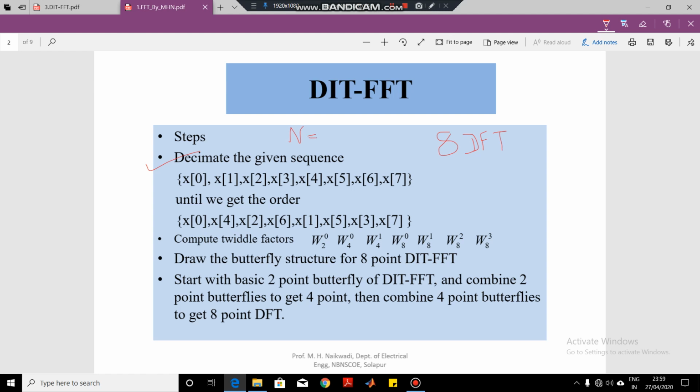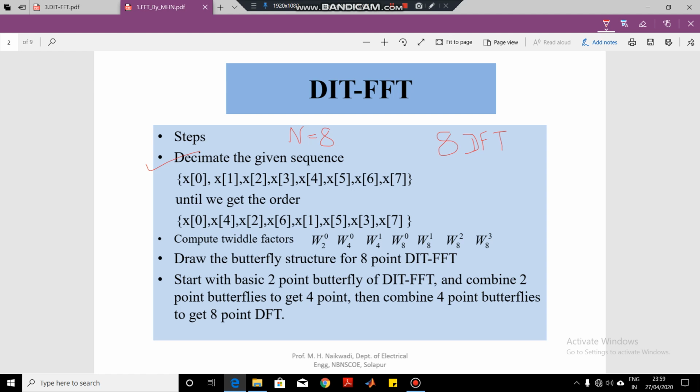For N equal to 8, how do we compute the 8-point DFT? Since N is equal to 8, there will be 8 samples, from x of 0 to x of 7, since the index starts from 0. These are the 8 samples that are given. Now we have to go on decimating these samples such that we get the sequence in this order: 0, 4, 2, 6, 1, 5, 3, 7.